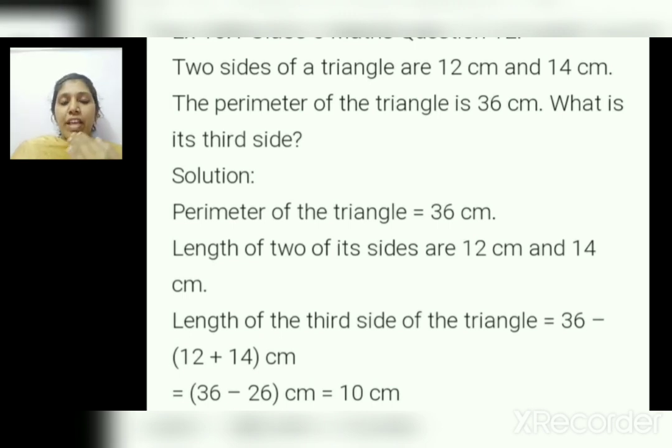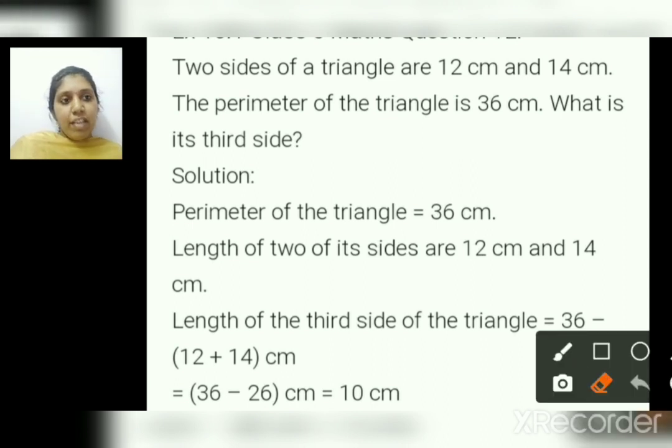Now you can verify your answer. We have found the third side also. If you add all three sides, the third side you got is 10, and the two given sides are 12 and 14. When you add 12, 14 and 10, what do you get? Are you getting 36? Yes. The perimeter of the triangle given in the question is 36. So after finding your third side, you can check your answer like this.